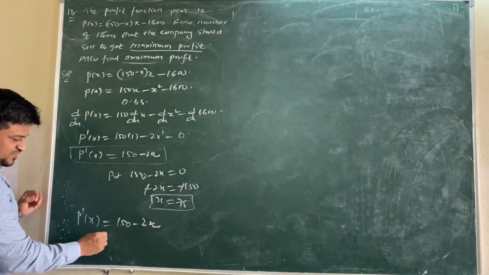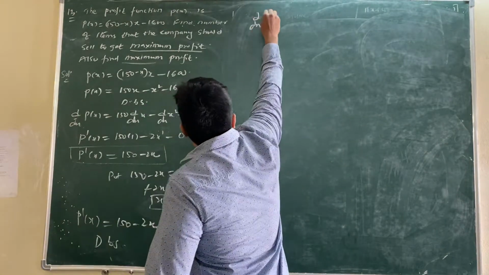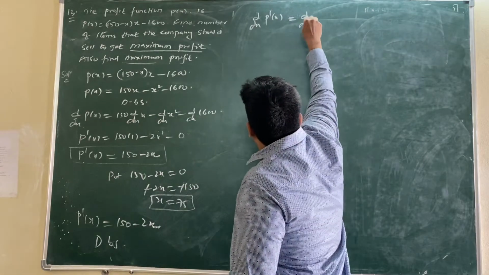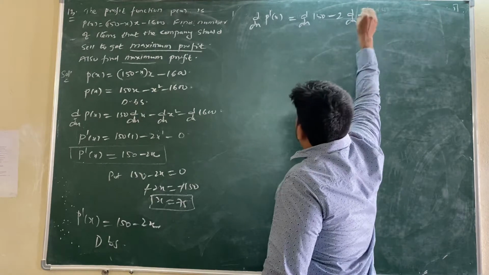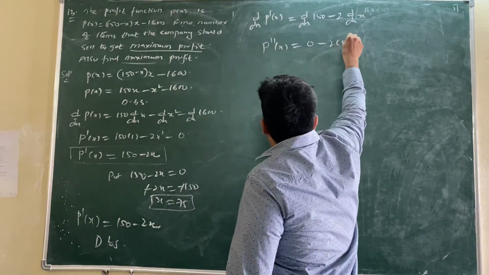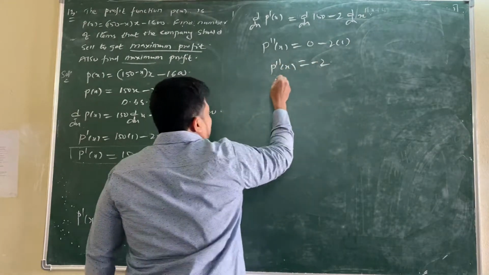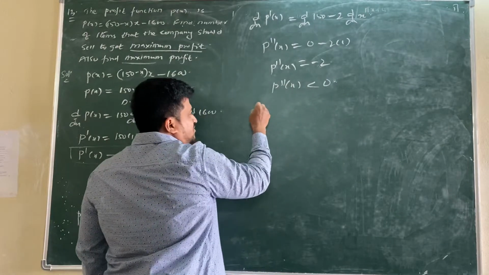Once we got the value of this, again we will differentiate both sides once again. d by dx of f dash of x or p dash of x, d by dx of 150, minus 2 into d by dx of x. This is p double dash of x, 0 minus 2 into 1. Directly what we got? Negative answer. We can write p double dash of x is less than 0.